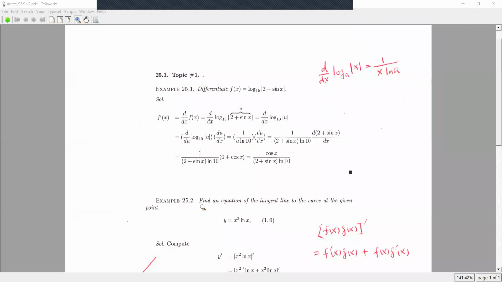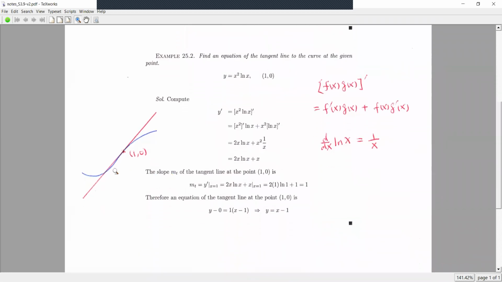Example 2. Find an equation of the tangent line to the curve at the given point. The given point is (1, 0). The curve is the graph of this function. Suppose this blue curve is the graph of the function. The point (1, 0) is here. At this point, there is a tangent line, and we need to write down the equation of the tangent line.